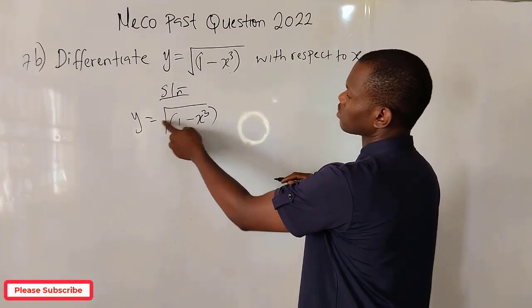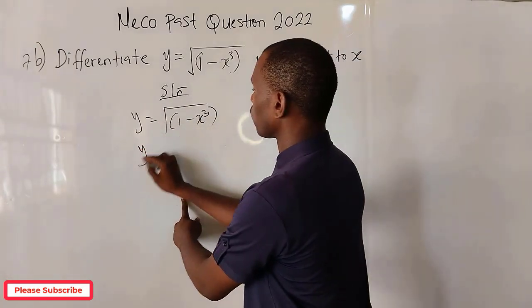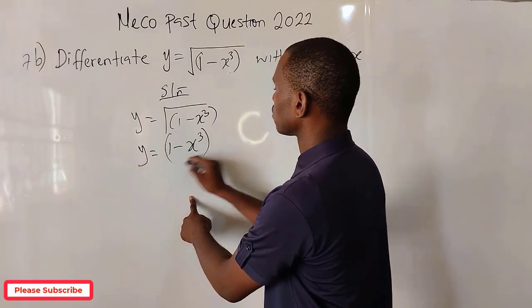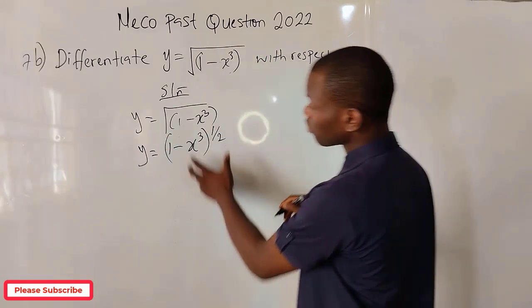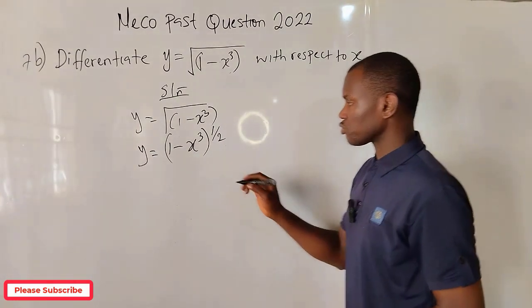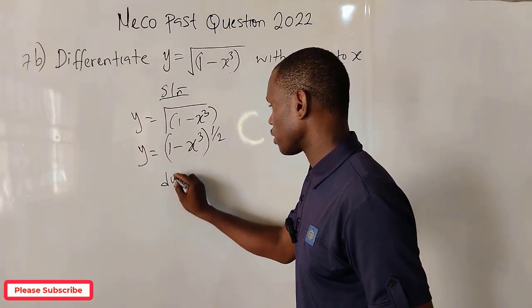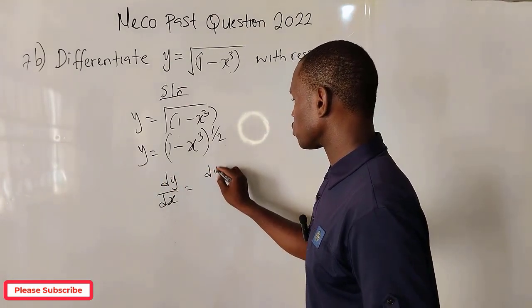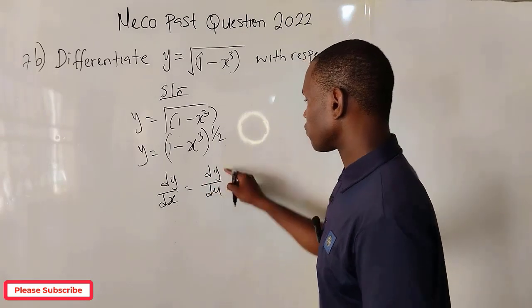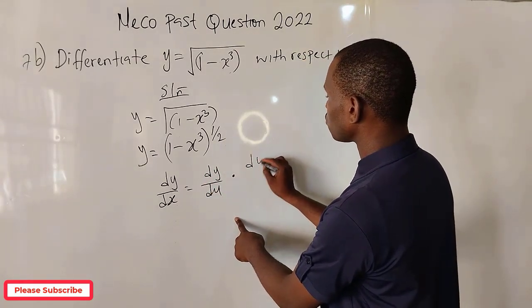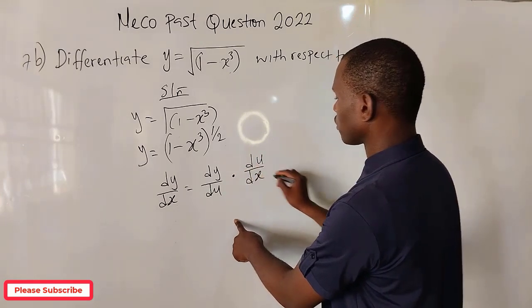Let's unbox this square root. y is equal to 1 minus x raised to the power 3, raised to the power 1 over 2. So we have a chain rule, a function of a function. We'll be making use of chain rule to solve it. dy/dx is equal to dy/du, differentiating y with respect to u, times du/dx.